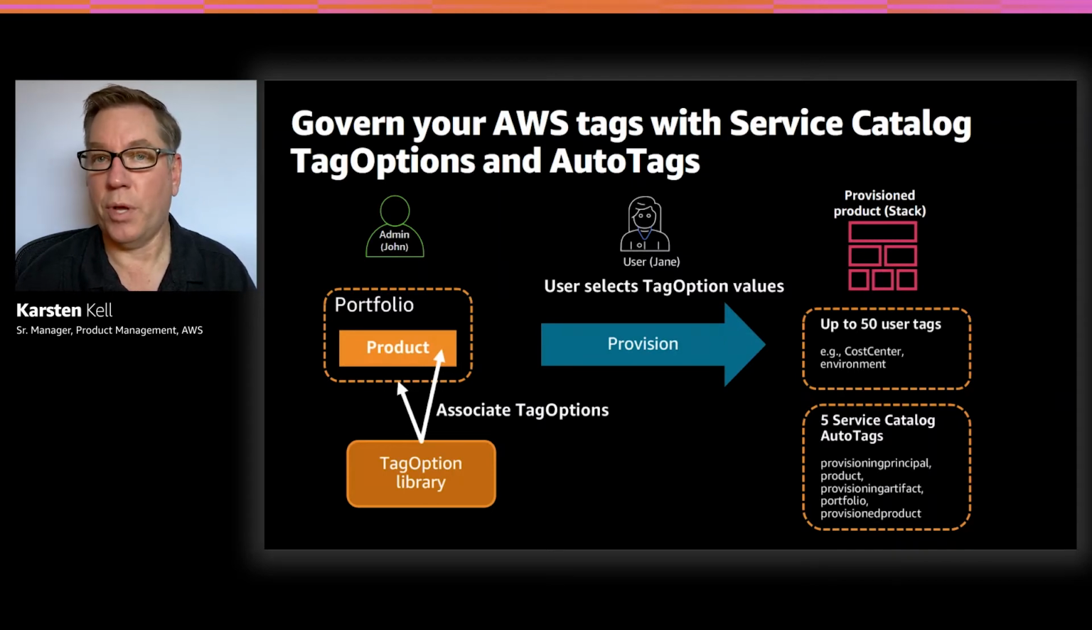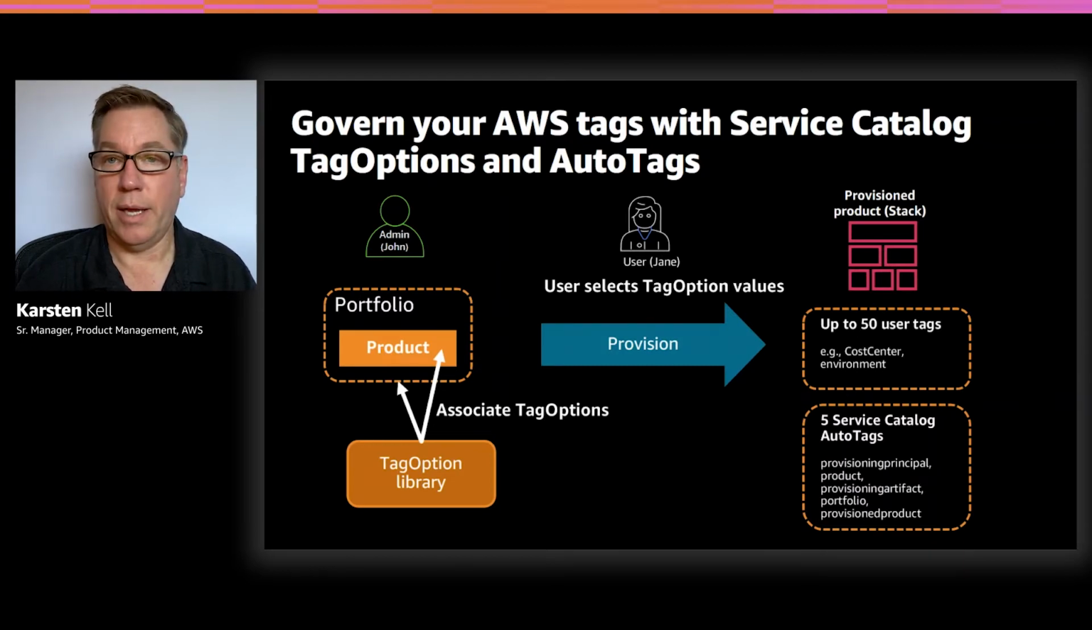These tag options are associated with products and portfolios. So you can have a portfolio level set of tag options that you associate, and that might be appropriate, let's say, if you have a portfolio for your DevOps teams, and there's a set of tags that you always want applied for that DevOps team. You can also apply them to specific products. So there might be some finer grained tuning of tagging that you want to do at the product level. You can do that also.